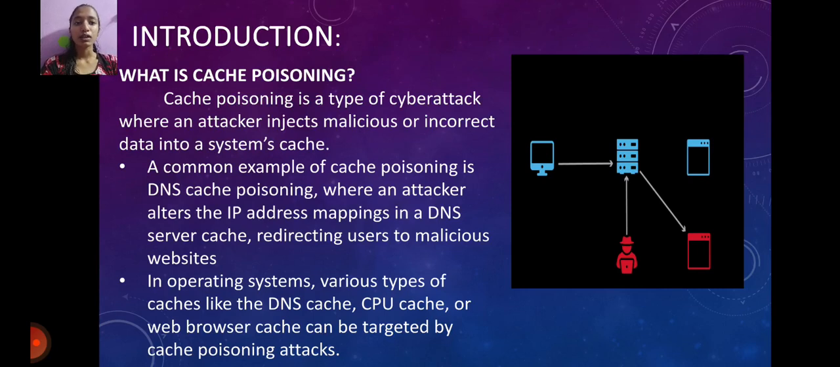A common example of cache poisoning is DNS cache poisoning, where an attacker alters the IP address mappings in a DNS server's cache, redirecting users to malicious websites. In operating systems, various types of caches like the DNS cache, CPU cache, or web browser's cache can be targeted by cache poisoning attacks.